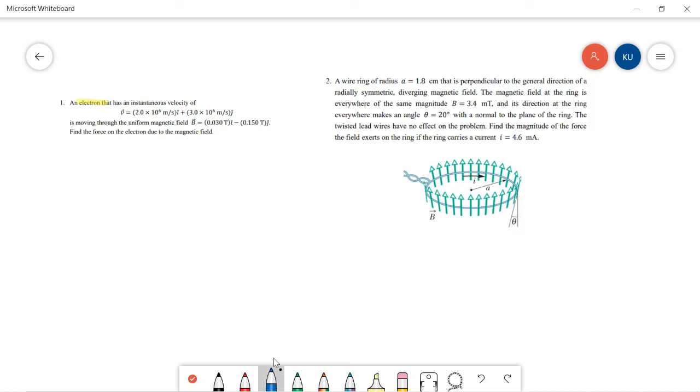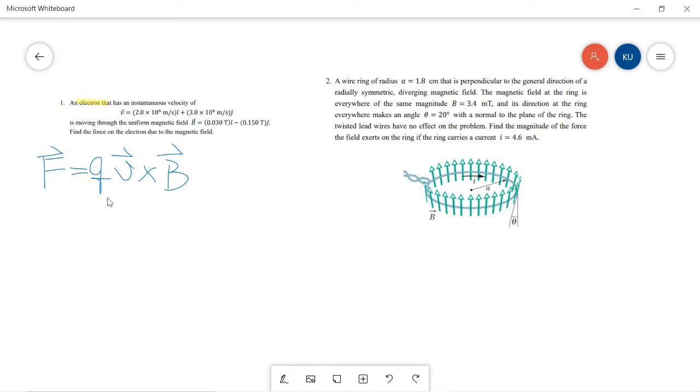So for this problem, I just like to let you learn about how to really calculate the cross product. Actually, you only use the simple expression F equals Q V cross B. So we know the expression of V and B in the Cartesian coordinate.